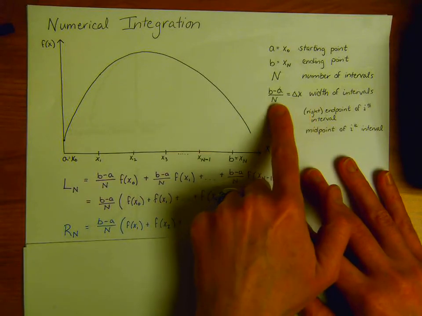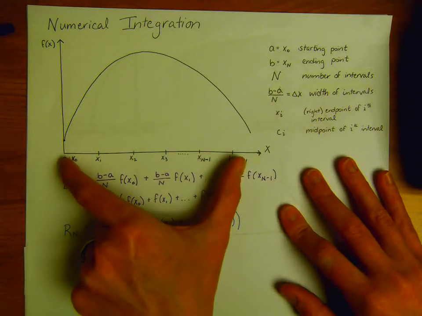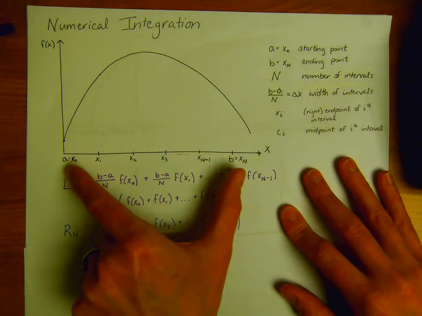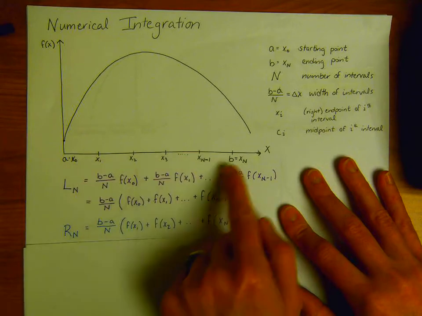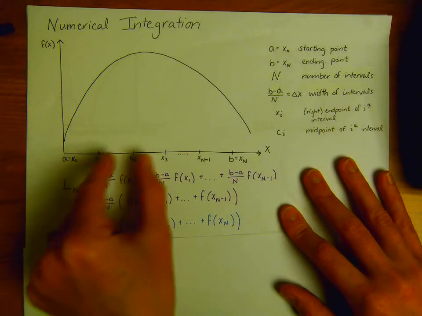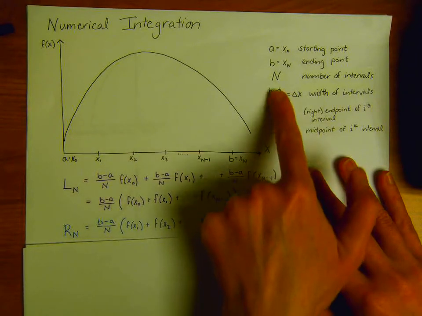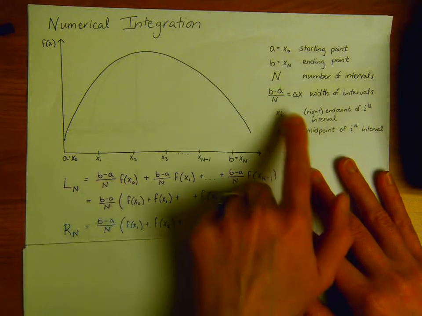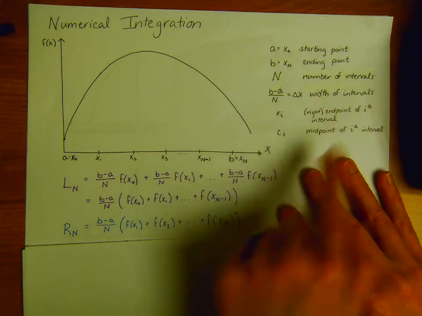The width of each individual interval is the total width that we're integrating over, b minus a, the ending point minus the starting point, divided by the number of intervals we have. So b minus a over n, again a review from before, is the width of each interval.